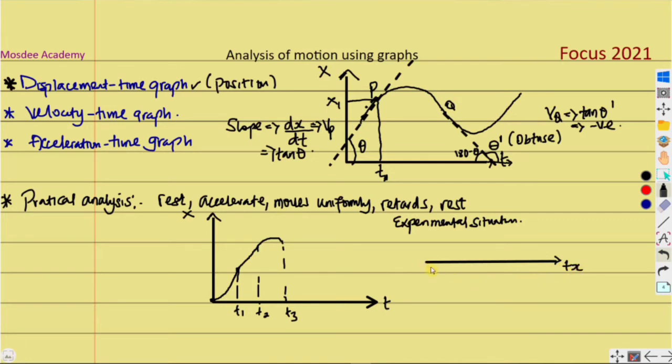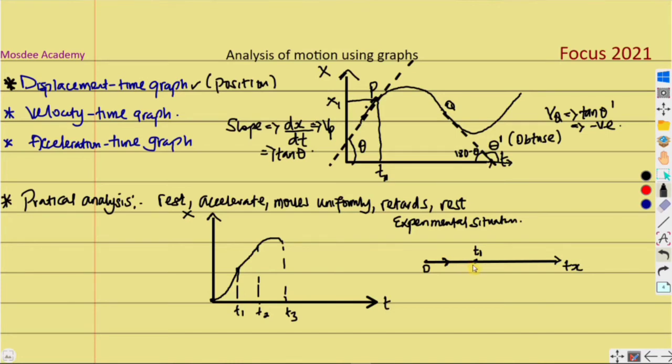Horizontal lines are positive. In this case, we can say the body is starting from rest, that is at the point at which time t equals 0. It is now moving to a point. Let's say we consider this point at time t1 with a velocity of v. It starts from rest and moves with a velocity of v1.